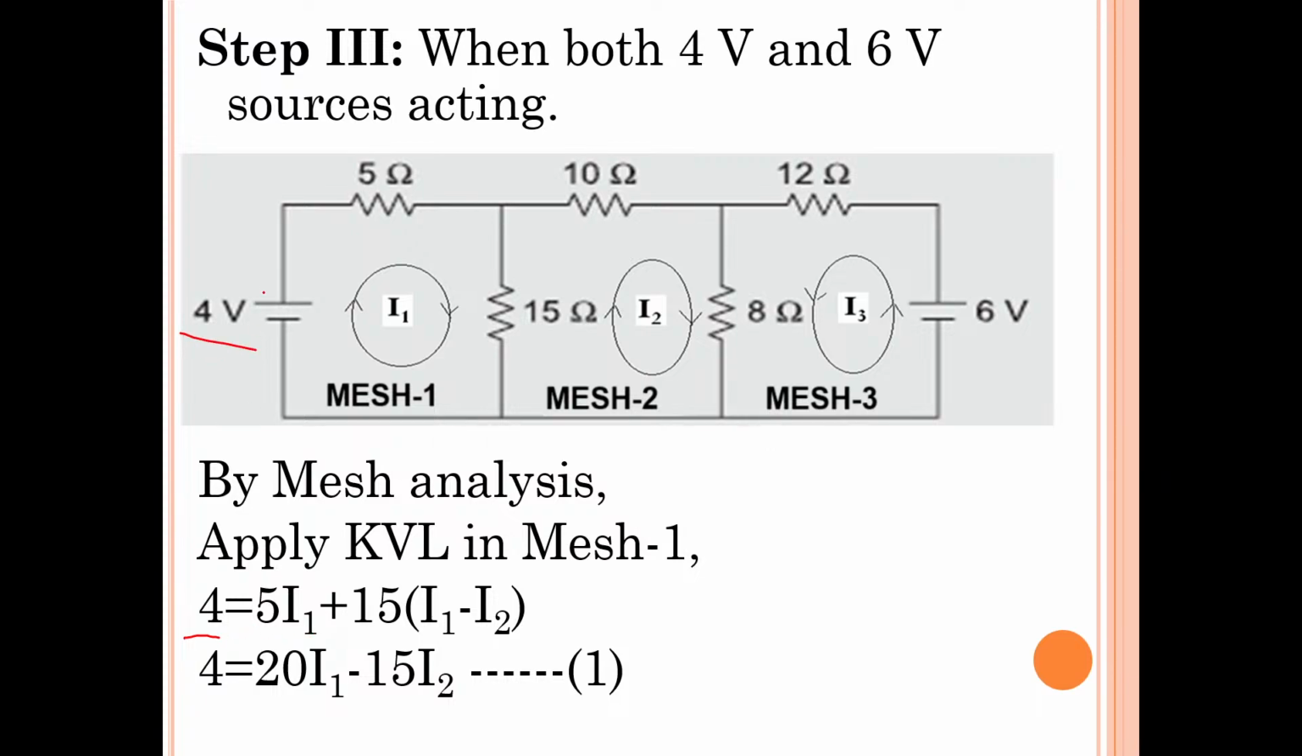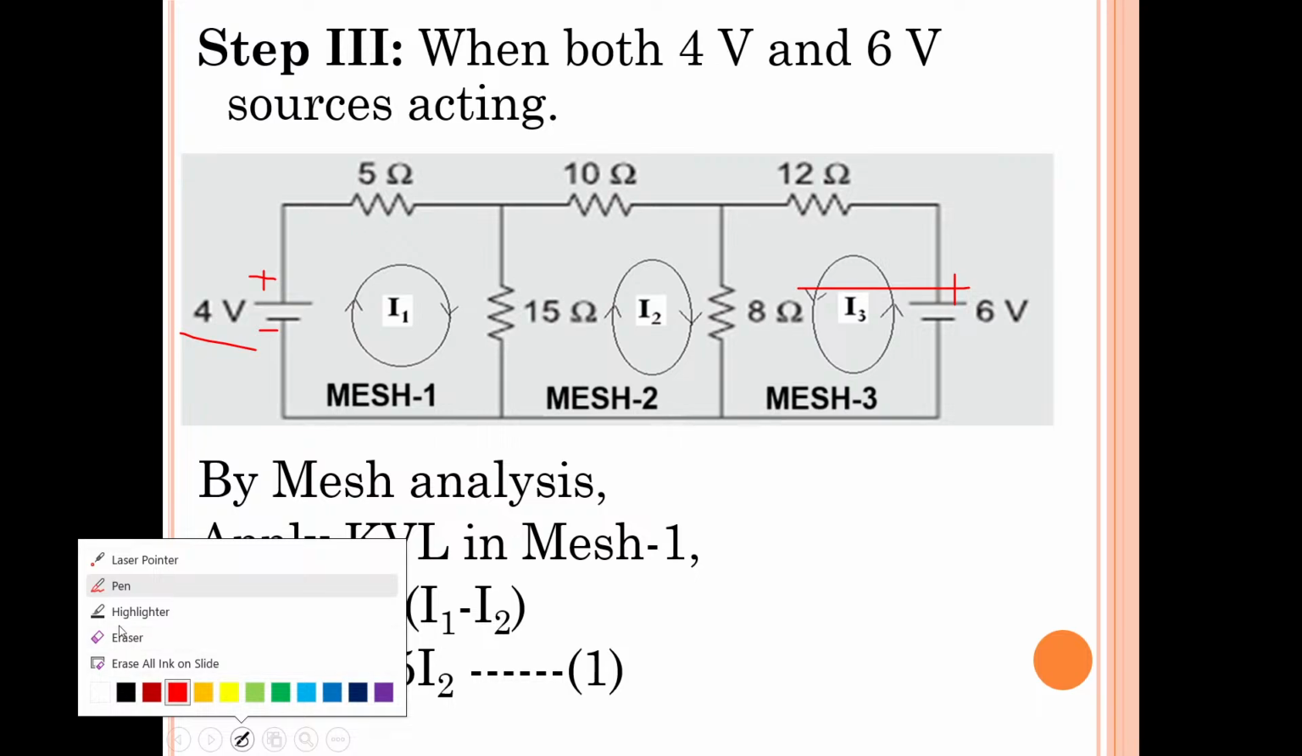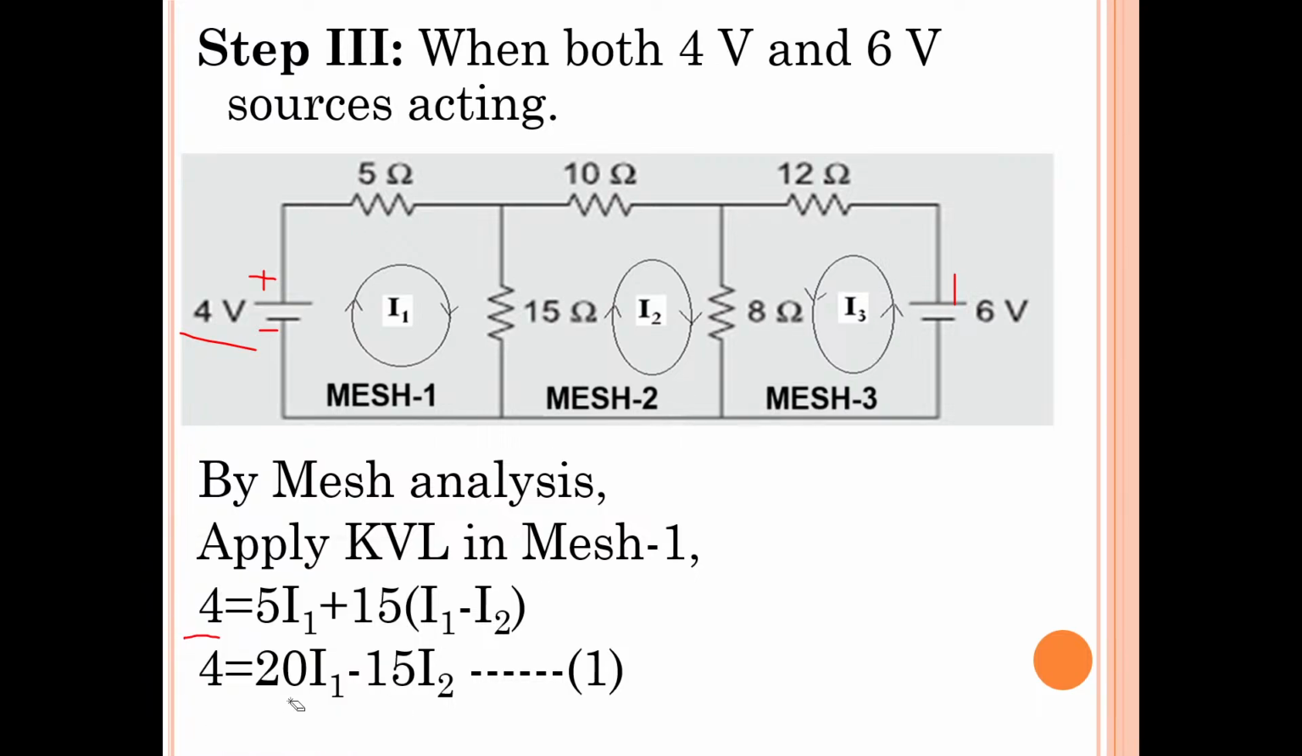So source voltage is 4 volts. This is the plus terminal and minus terminal. Now, 4 volts. What is the voltage drop across the 5 ohms resistor? Voltage drop is I into R. R value is 5, I is I1, so 5 into I1. Plus 15 ohms. If you observe, it is in between what?